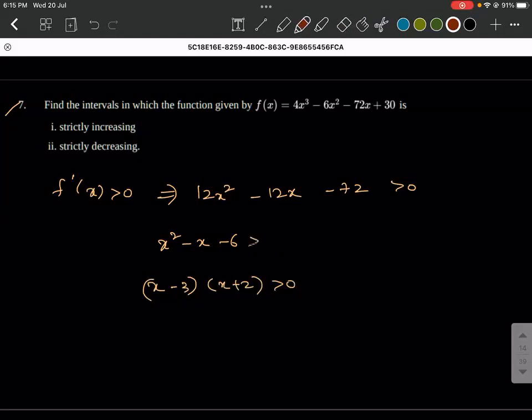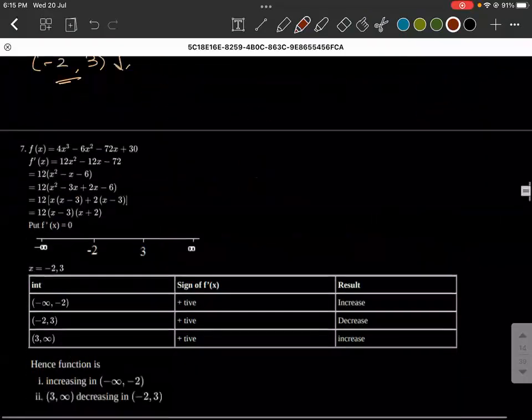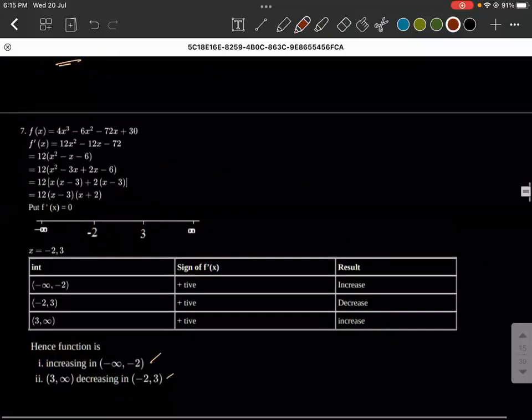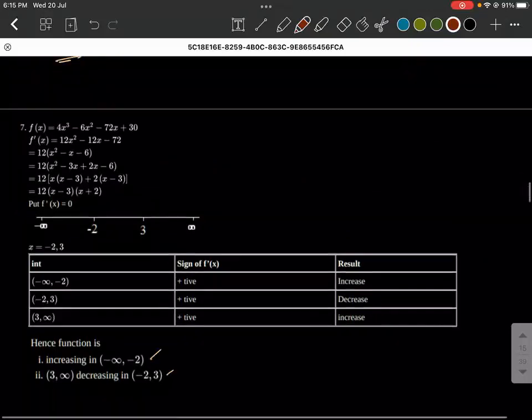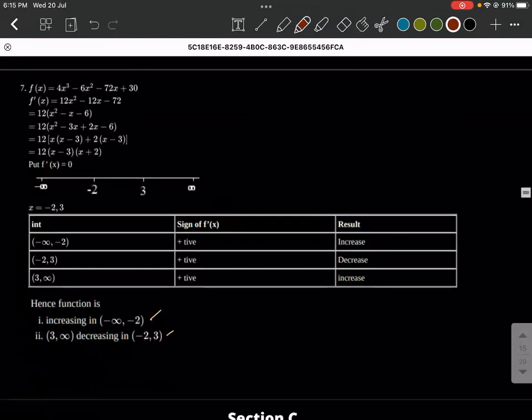What can we conclude? x belongs to minus infinity to minus 2 union 3 to infinity. So where is it increasing? Here, obviously. Where will it be decreasing? The remaining part, minus 2 to 3, it is decreasing. Now did you understand, when they use the word strictly, you should use only open brackets. That is why I told you for the second problem.